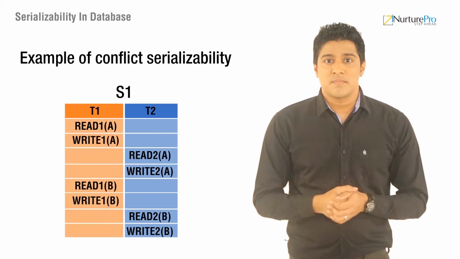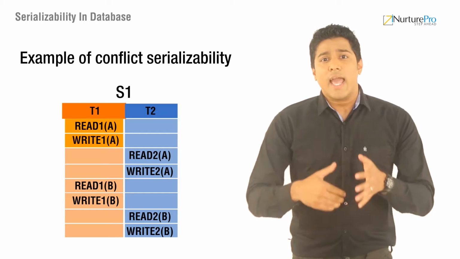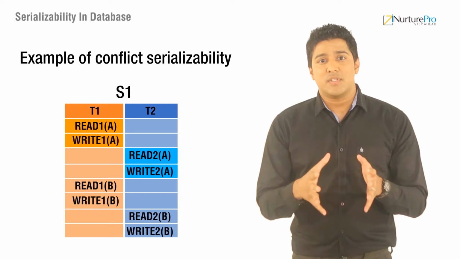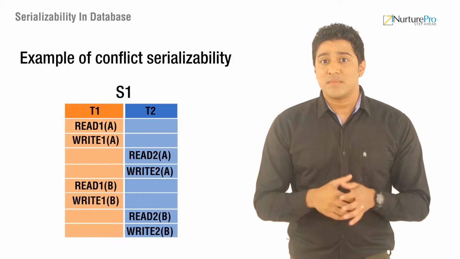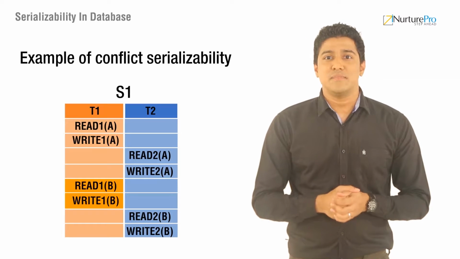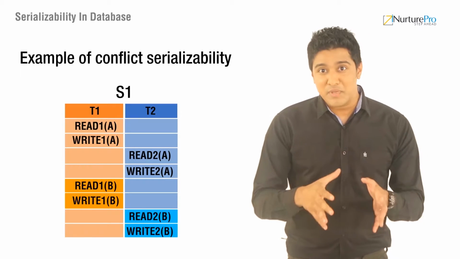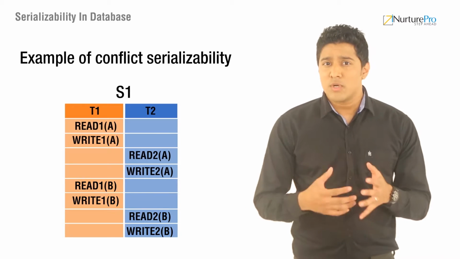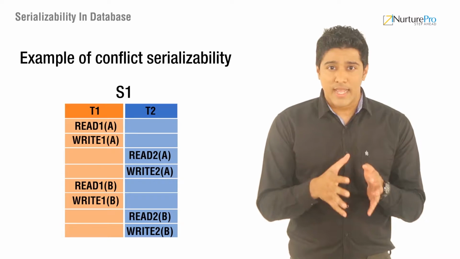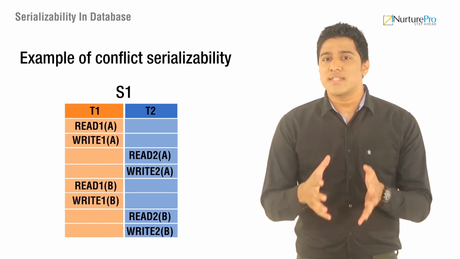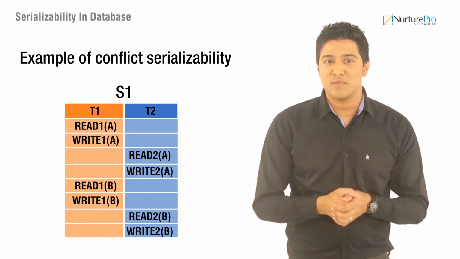Consider a schedule S1 which performs read and write operations for data item A in T1 and then performs read and write operations for data item A in T2. Again, S1 performs read and write operations for data item B in T1 and then performs read and write operations for data item B in T2. So, what will be the serial schedule for S1? We have to check whether the transactions in S1 are conflict equivalent with some other serial schedule. If yes, then it is conflict serializable.